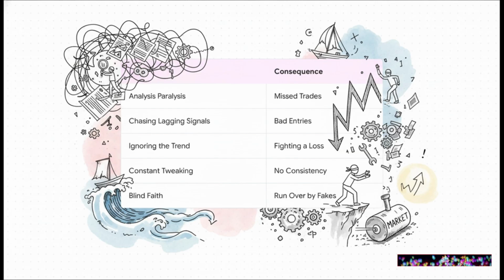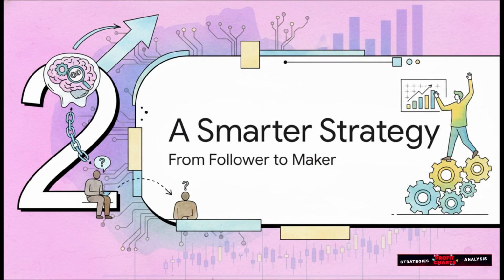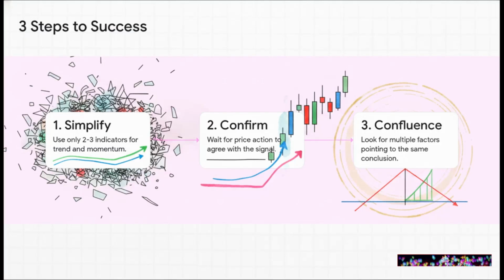Every single one of these traps leads directly to pain in your trading account. Okay, enough about the problems. How do we actually fix this stuff? The answer lies in shifting your whole mindset. We need to go from being a passive signal follower who just reacts to being an active, informed decision maker who's in control. And the strategy for that is actually a pretty simple 3-step framework.